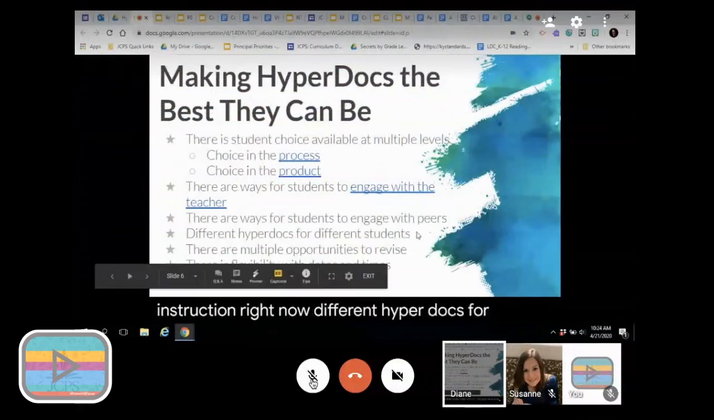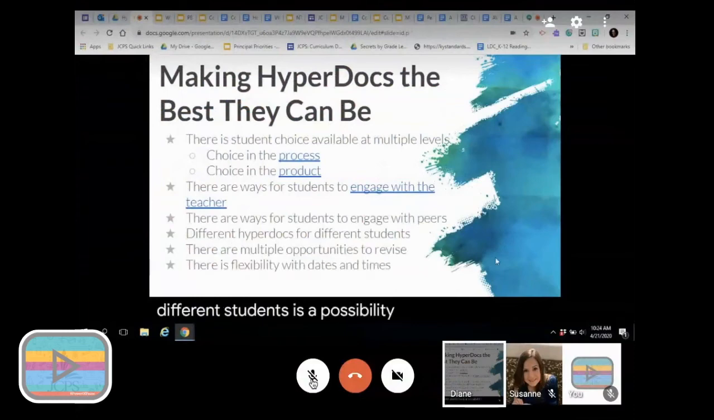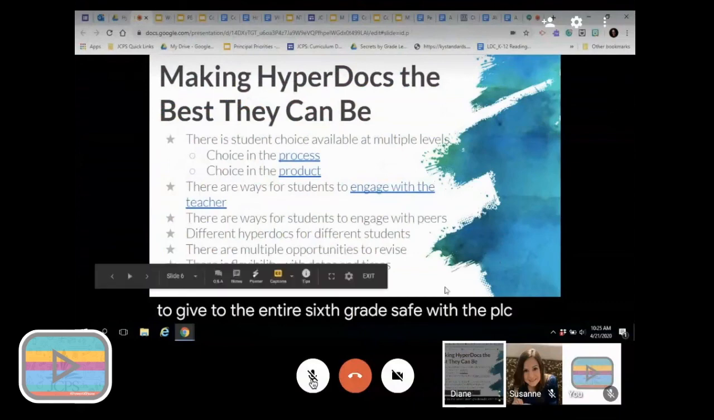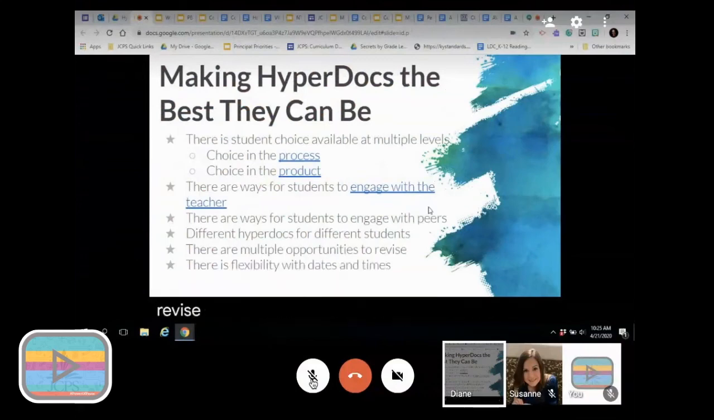Different Hyperdocs for different students is a possibility, as is adding in levels of supports and collaborating with other teachers to create these. It'd be great for a PLC to come together and create one of these Hyperdocs to give to the entire sixth grade. Another thing with really great Hyperdocs is you're going to give students multiple opportunities to revise, and you can be flexible with times and dates.